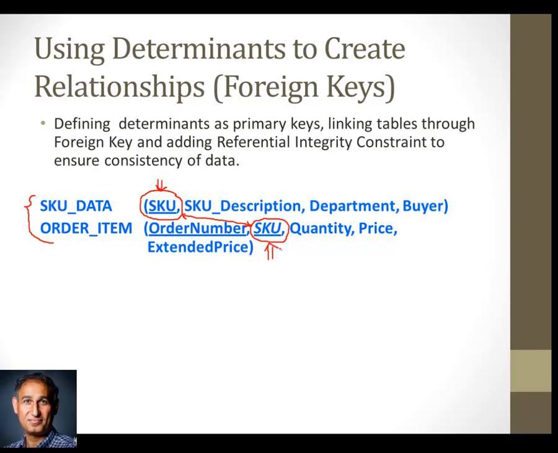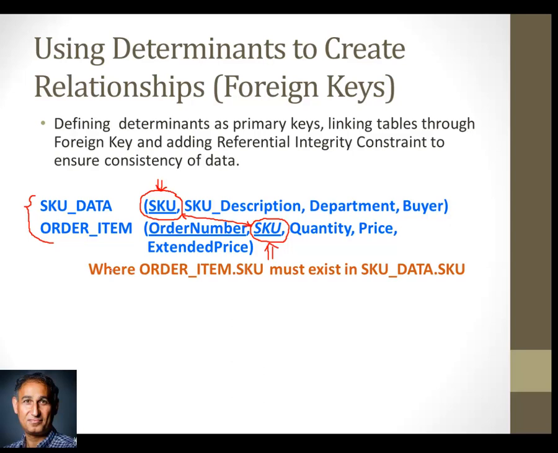What will be the statement in this case? The statement will be WHERE, so I'm saying that this is a condition, order item.SKU, that means the attribute called SKU in the order item must exist in the SKU attribute in the SKU data table. So this statement enforces the referential integrity constraint.